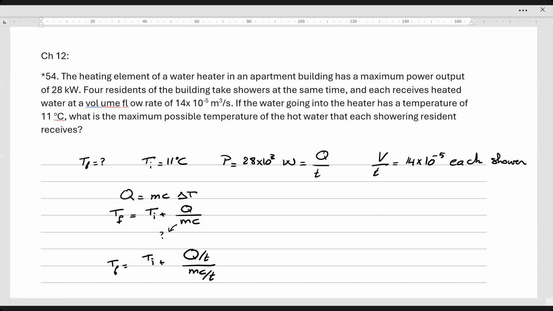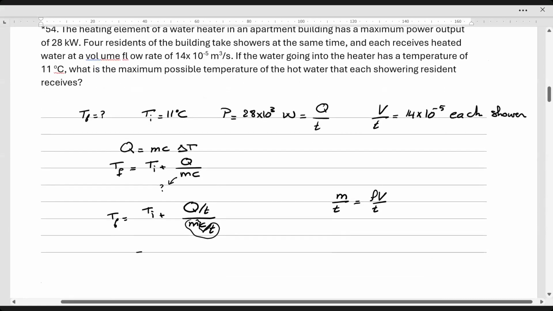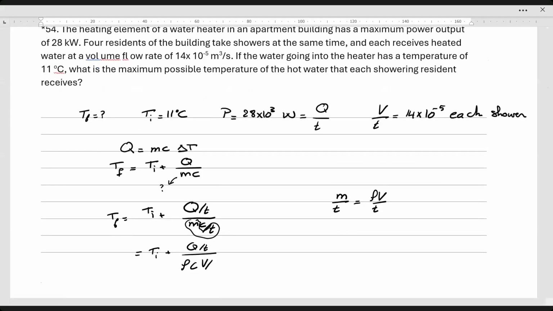Now, one thing I notice is that I have m over T here, which I'm not sure what to do with, but I can just write down m over T to be equal to rho V over T. So this gives me T initial plus Q over T over rho C V over T. You can see how I have all of these values. So T initial is 11 degrees Celsius. Q over T is the power, which is 28 times 10 to the power of 3.